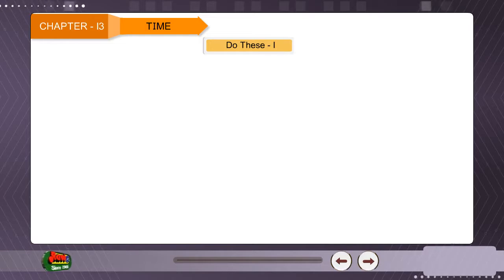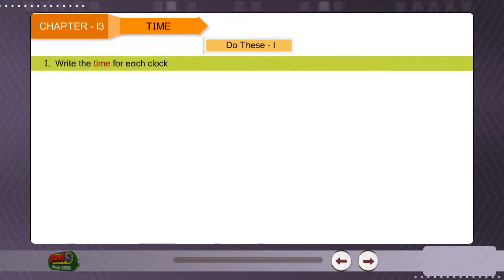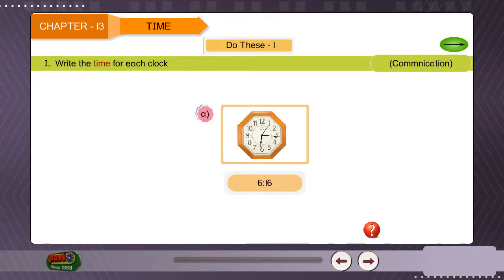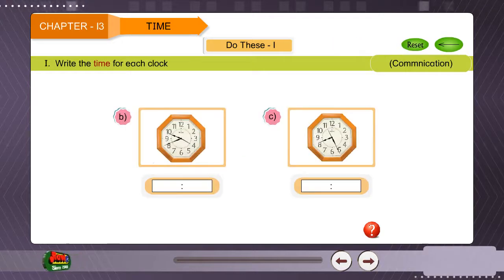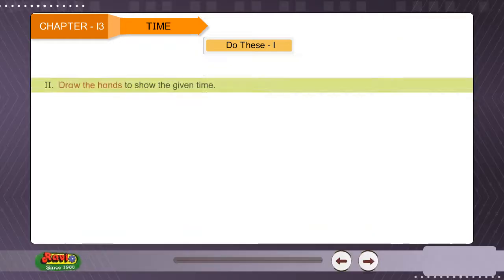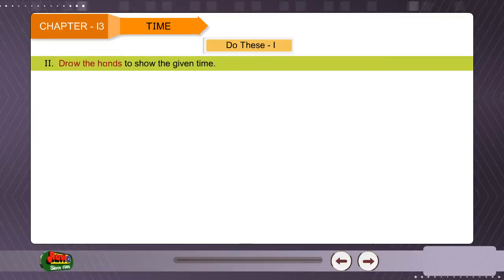Do these. 1. Write the time for each clock. Communication. 2. Draw the hands to show the given time. Representation.